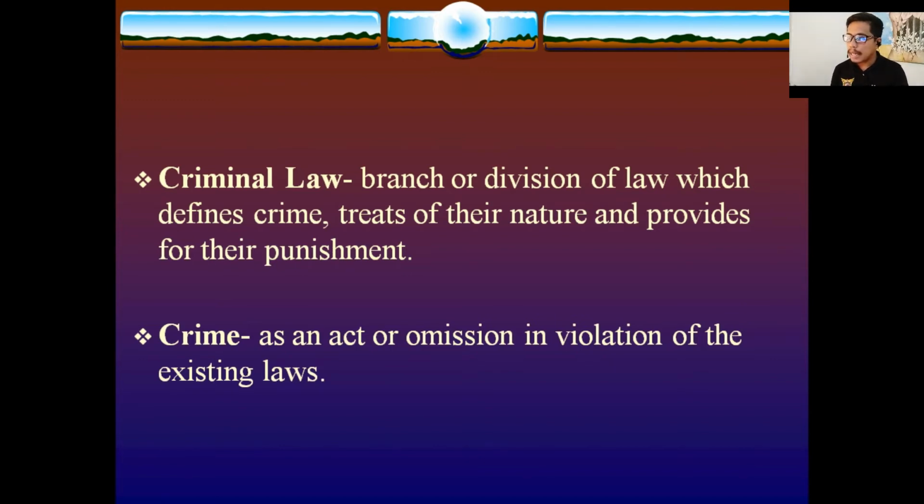Now, crime is defined as an act or omission in violation of the existing laws. There are actually three terms or phrases that I want you to consider. Number one is the word act. Number two is omission. And number three would be existing laws.